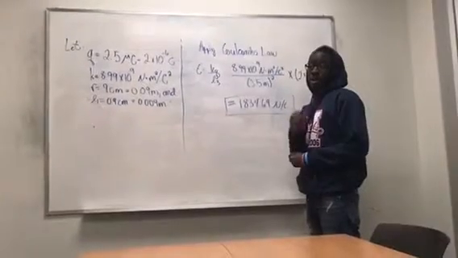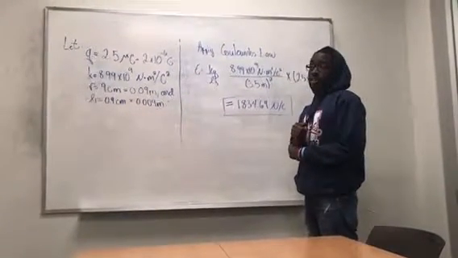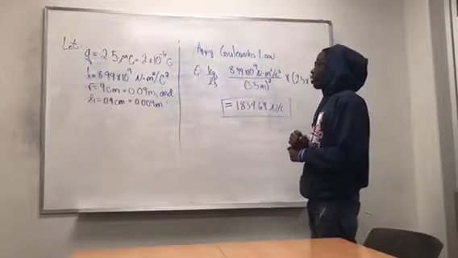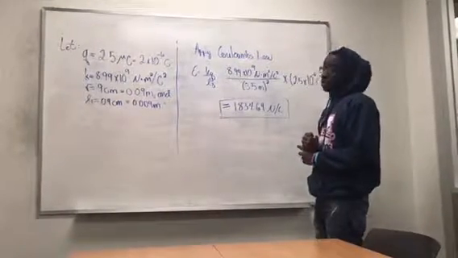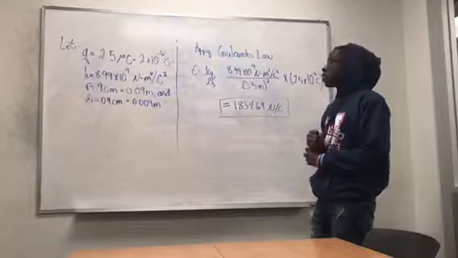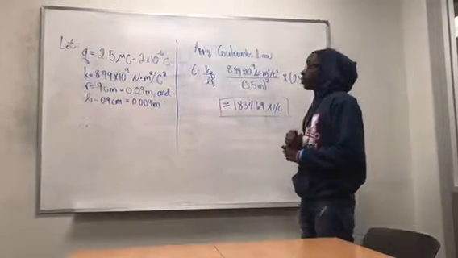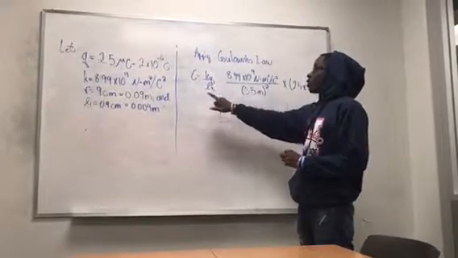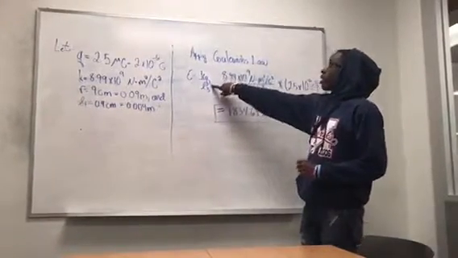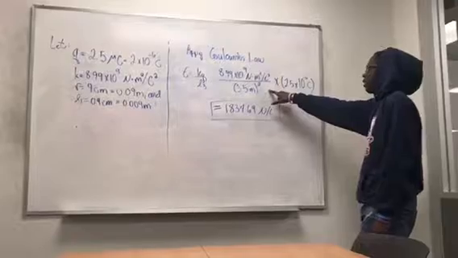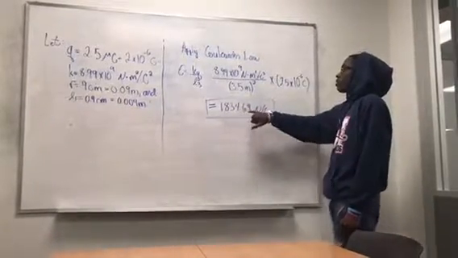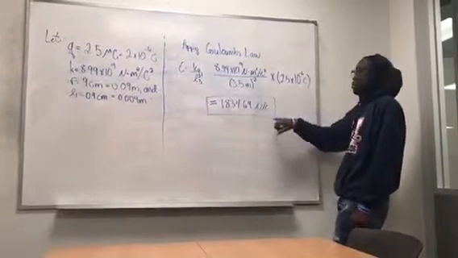So assuming that the ring is a point charge at the origin and that the distance is 3.5 meters, we're going to apply Coulomb's law to find the electric field, where the equation would be K times Q over L3 squared. When we plug in all of our numbers for that, we get 1,834.69 newtons per coulomb.